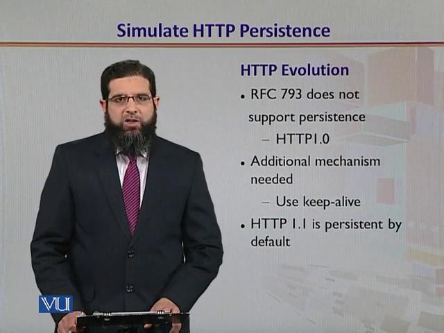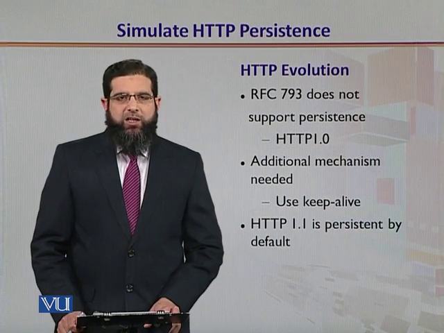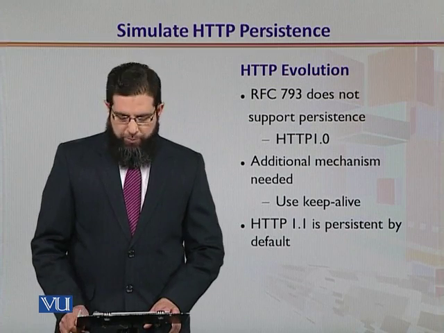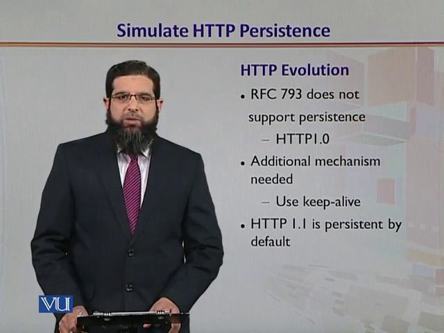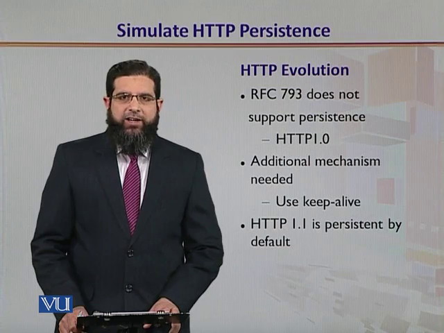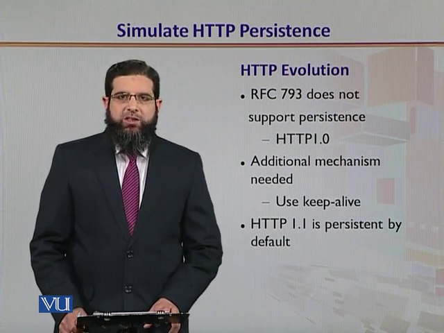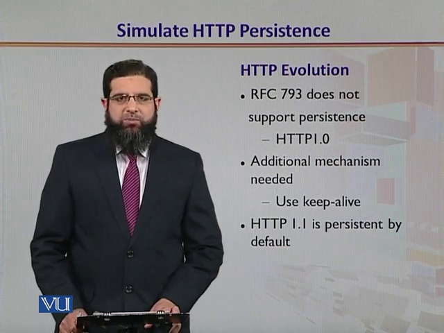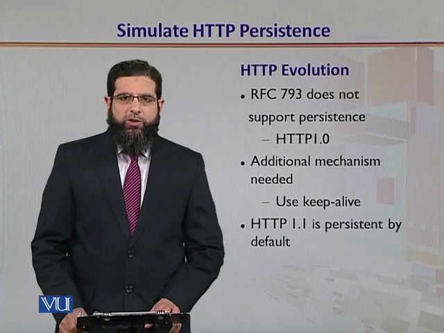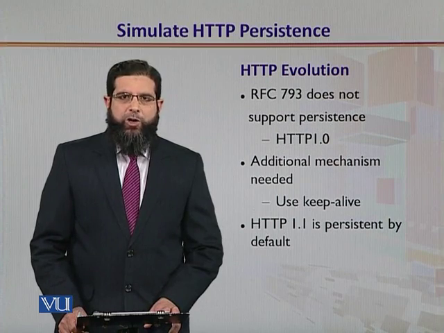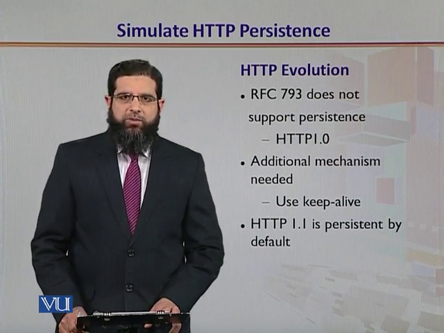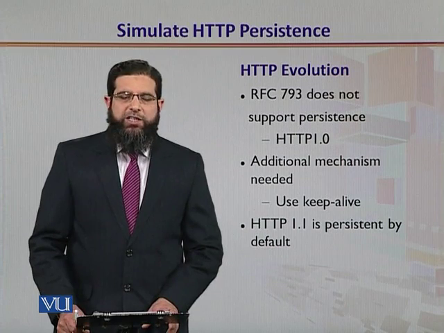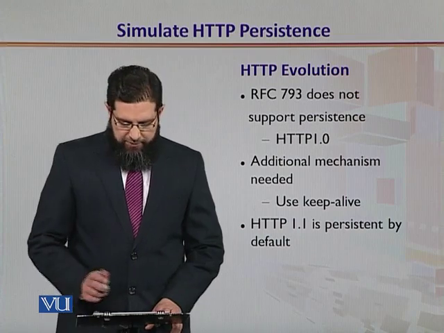RFC 793, which implements HTTP version 1.0, does not support persistence. So additional mechanisms were later added, which included the implementation of the keep-alive message, which was sent by the client browser to the server, and the server echoed the same message, thereby letting the client know that keep-alive is supported. So keep-alive ensured that persistence could be implemented. But in HTTP 1.1, persistent HTTP connections come by default.